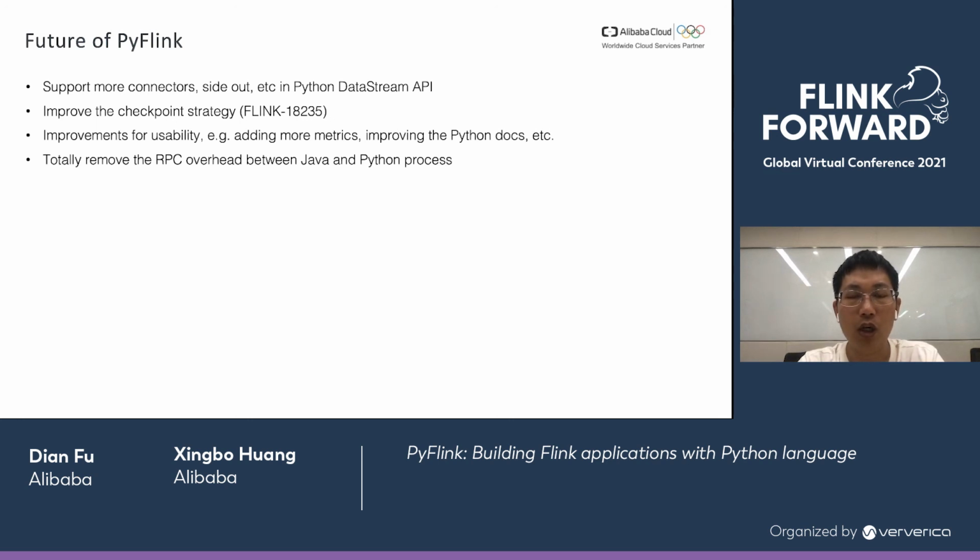We will also investigate totally removing the IPC communication, for example, executing Python user-defined functions in the JVM instead of launching a separate Python process. We have already done some prototyping, and the performance gain is very promising. We will share the progress and contribute it to the community once we are sure about this. Thank you a lot for listening to this talk.